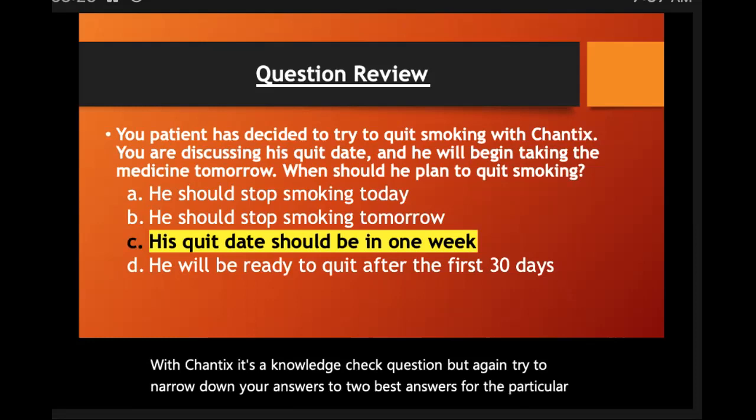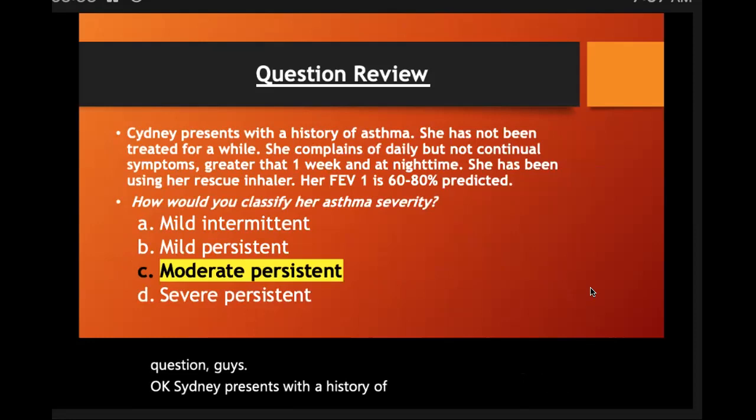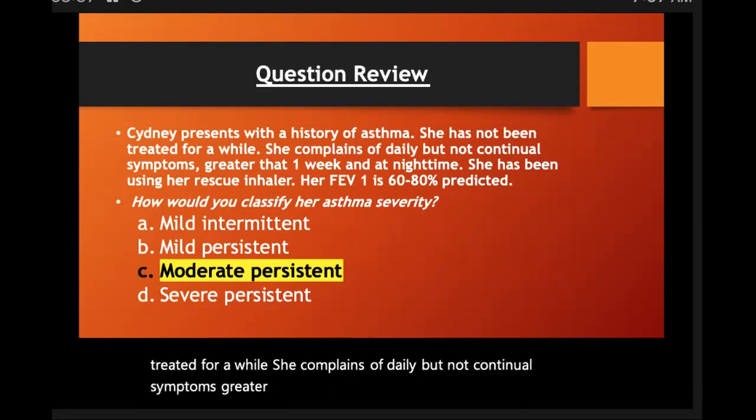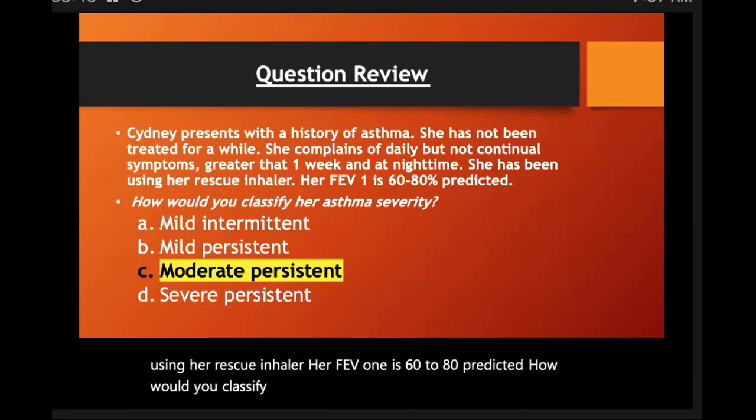All right. Okay, Sydney presents with a history of asthma. She has not been treated for a while. She complains of daily but not continual symptoms greater than 1 week and at nighttime. She has been using her rescue inhaler. Her FEV1 is 60 to 80% predicted. How would you classify her asthma severity? Okay, again, knowledge check question.